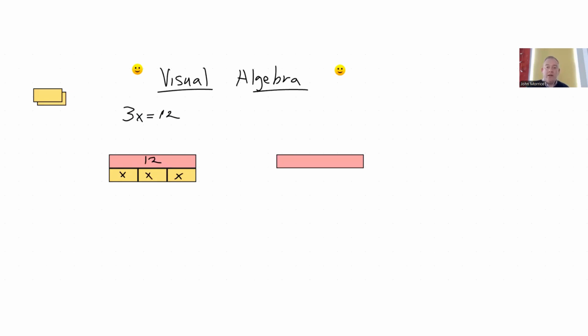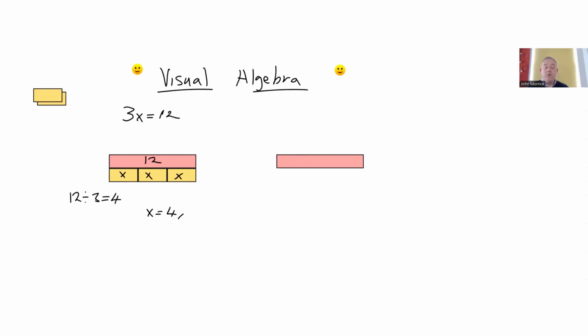Well, let's look at my picture. 12 here. So we've got a whole 12, and we've got 3 x's. So how are we going to work out what x is? As we move forward, we'll learn something called algebraic manipulation. But before we do that in another lesson, we're just going to look. If 3x are 12, then if we divide 12 by 3, we get 4. So x must be equal to 4.